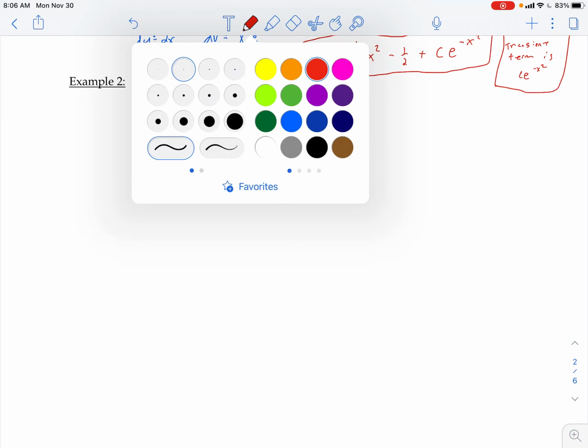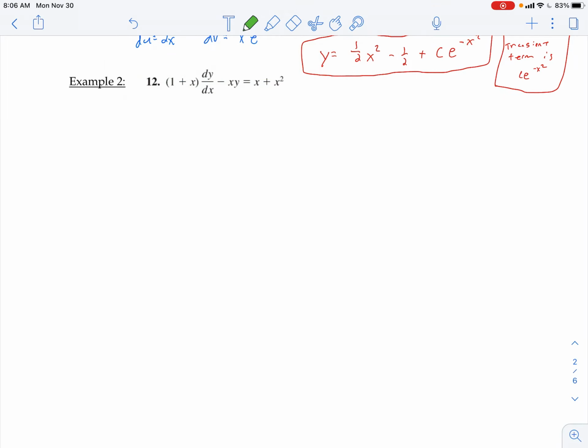All right, welcome back to the notes. We're going to example 2. We have (1 + x) dy/dx minus xy equals x plus x squared. All right, so the first thing that we're going to do is divide everything. It's not in standard form, so we're going to divide everything by the 1 plus x.